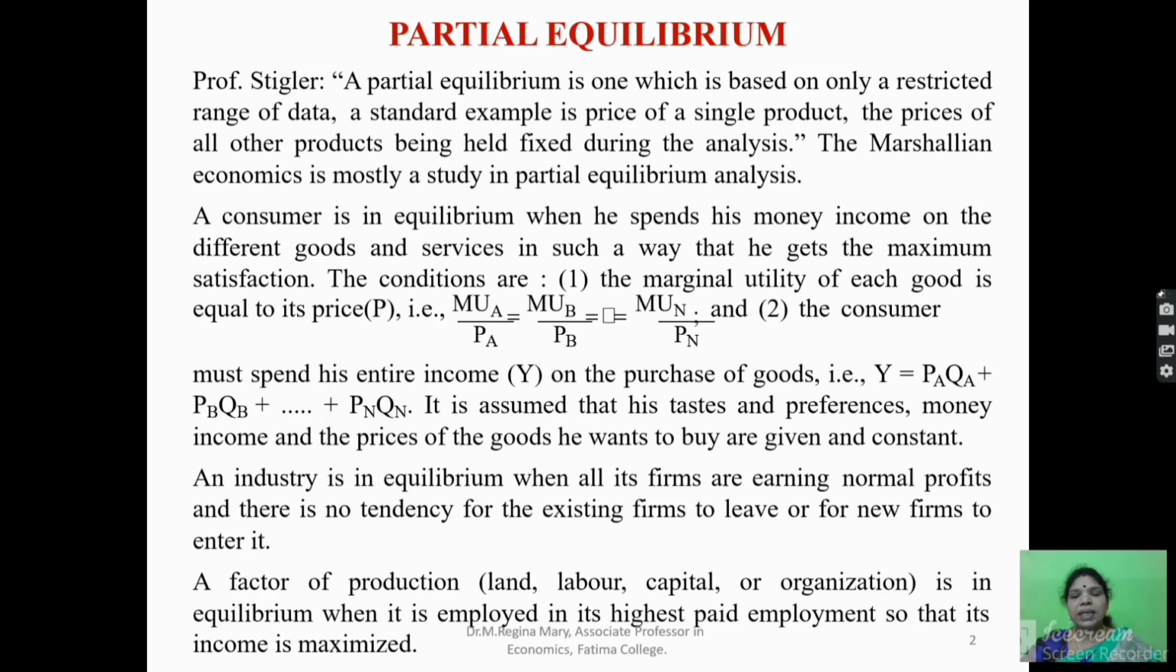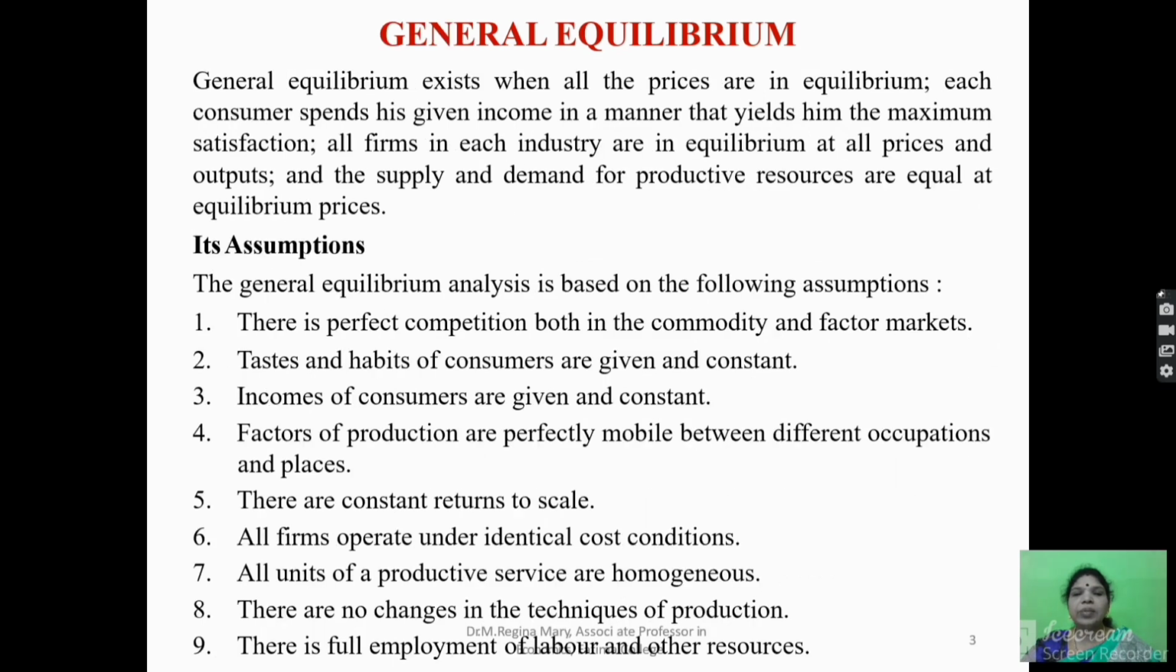An industry is in equilibrium when all the firms are earning normal profit. There is no tendency for the existing firms to leave the industry or for new firms to enter it. A factor of production is in equilibrium when it is employed in its highest paid employment. Next, general equilibrium. General equilibrium exists when both the commodity market and the factor market are in equilibrium.